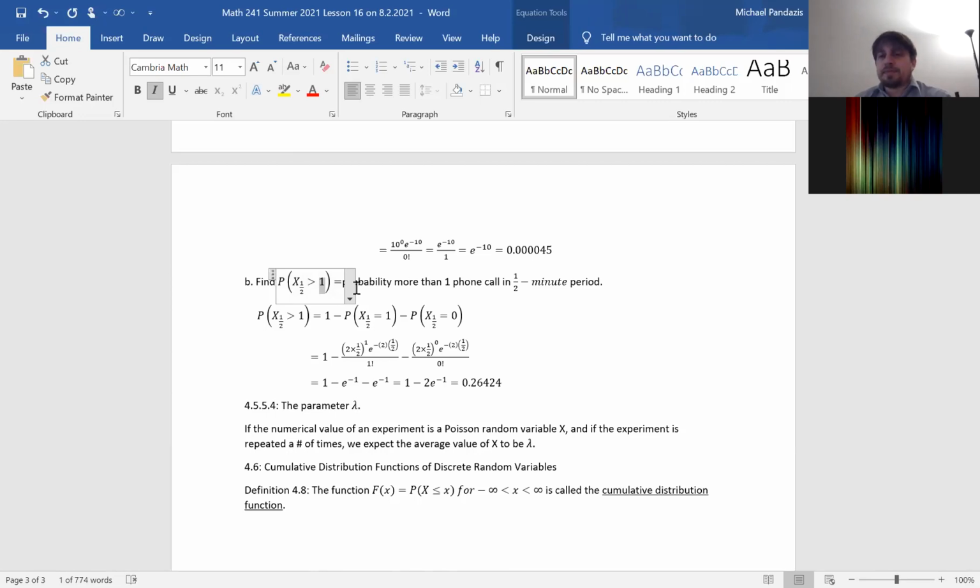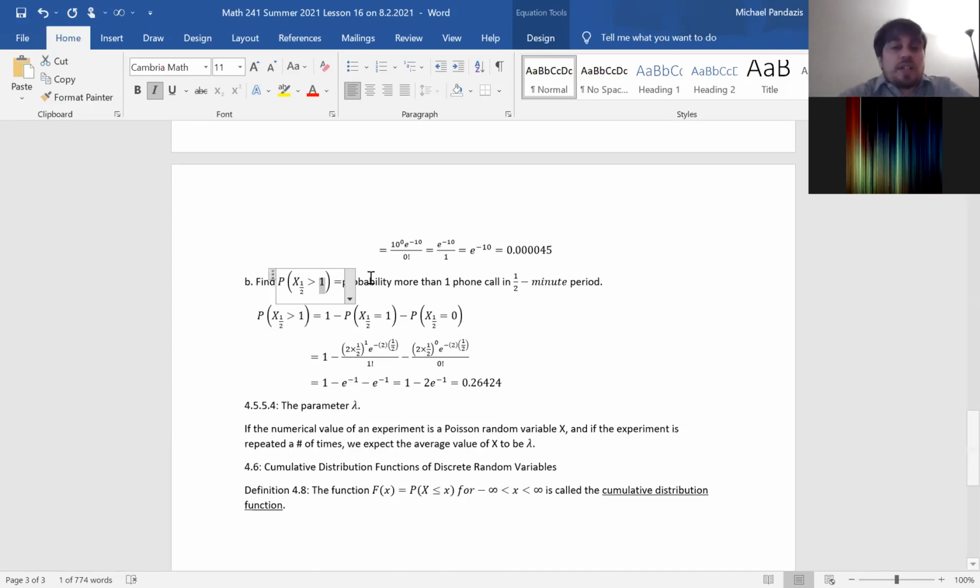Like 2 and 0 or 1. Receiving one phone call is not receiving more than one phone call. Does that make sense? Right. If you receive one phone call, you're not receiving more than one phone call. So the probability of receiving more than one phone call in any 1/2-minute period is equal to 1 minus the probability of receiving one phone call in that period, minus also the probability of receiving 0. Does that make sense?